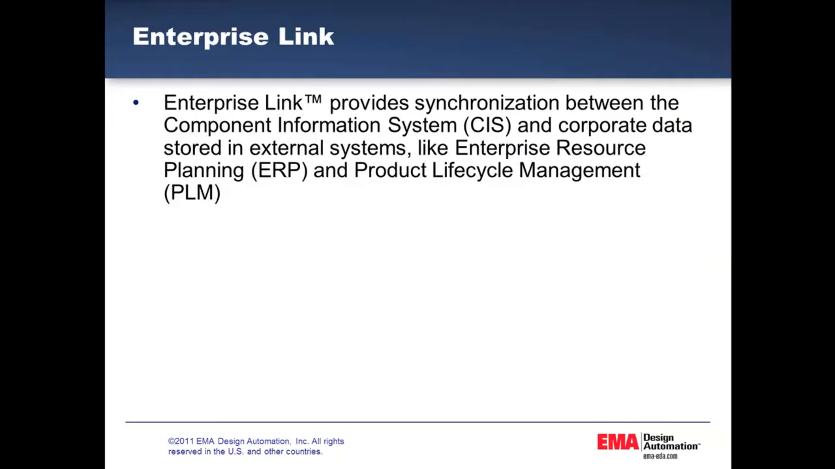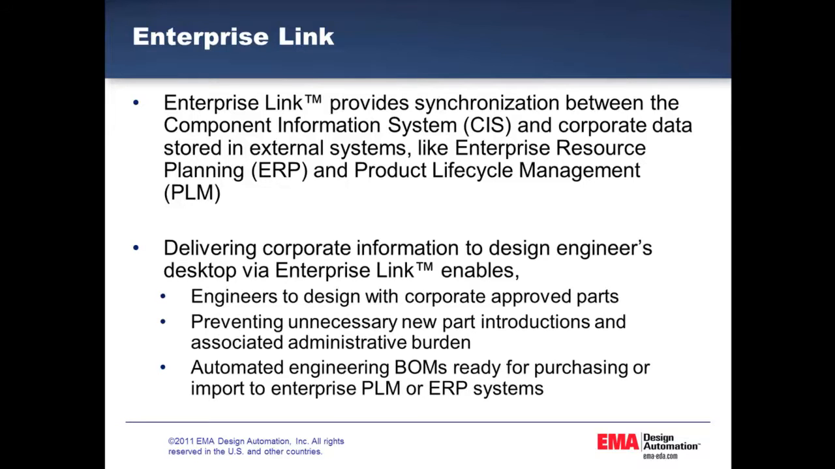The Enterprise Link provides synchronization between the Component Information System, CIS, and corporate data stored in the external ERP and PLM systems. The Enterprise Link delivers corporate business information at the engineer's desktop. Engineers can design with corporate-approved parts, and they can prevent unnecessary new part introduction and associated administrative burden. Automated engineering BOMs are ready for purchasing or import to the enterprise PLM or ERP systems.